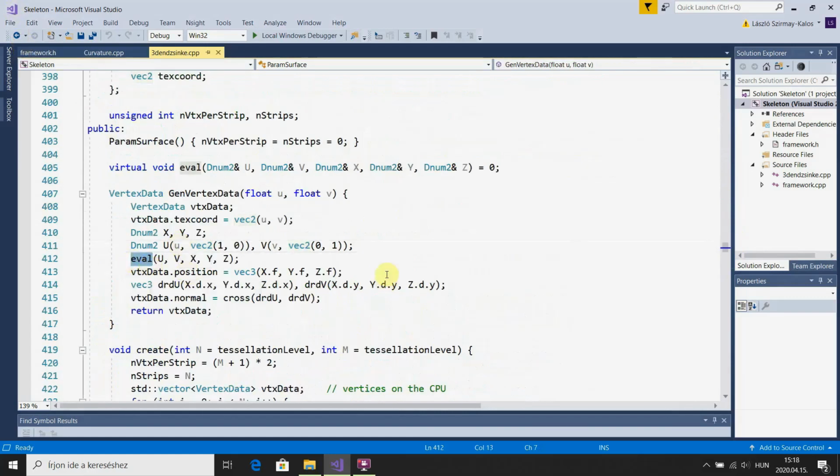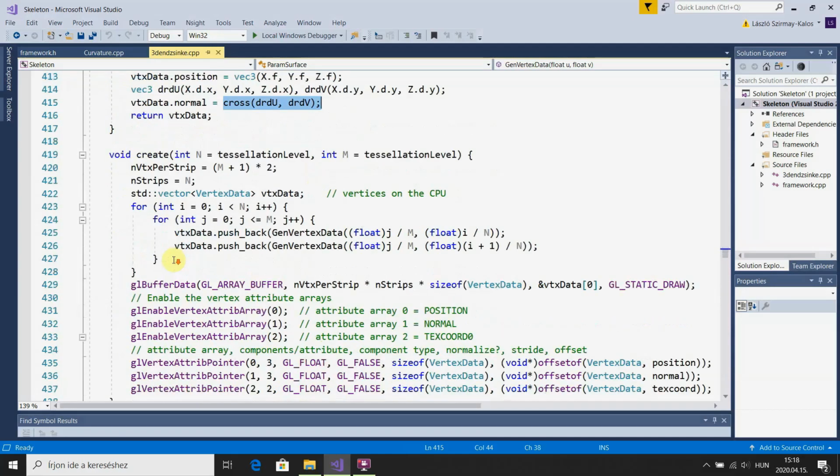So when evaluation returns, x, y, z will have not only the function values but also the derivatives. Taking the first components of the derivatives, we get the derivative with respect to the first derivation variable u, and if we take the second components of derivative d, we obtain the derivative with respect to the second variable v. The normal vector is just a cross product of the two partial derivatives.